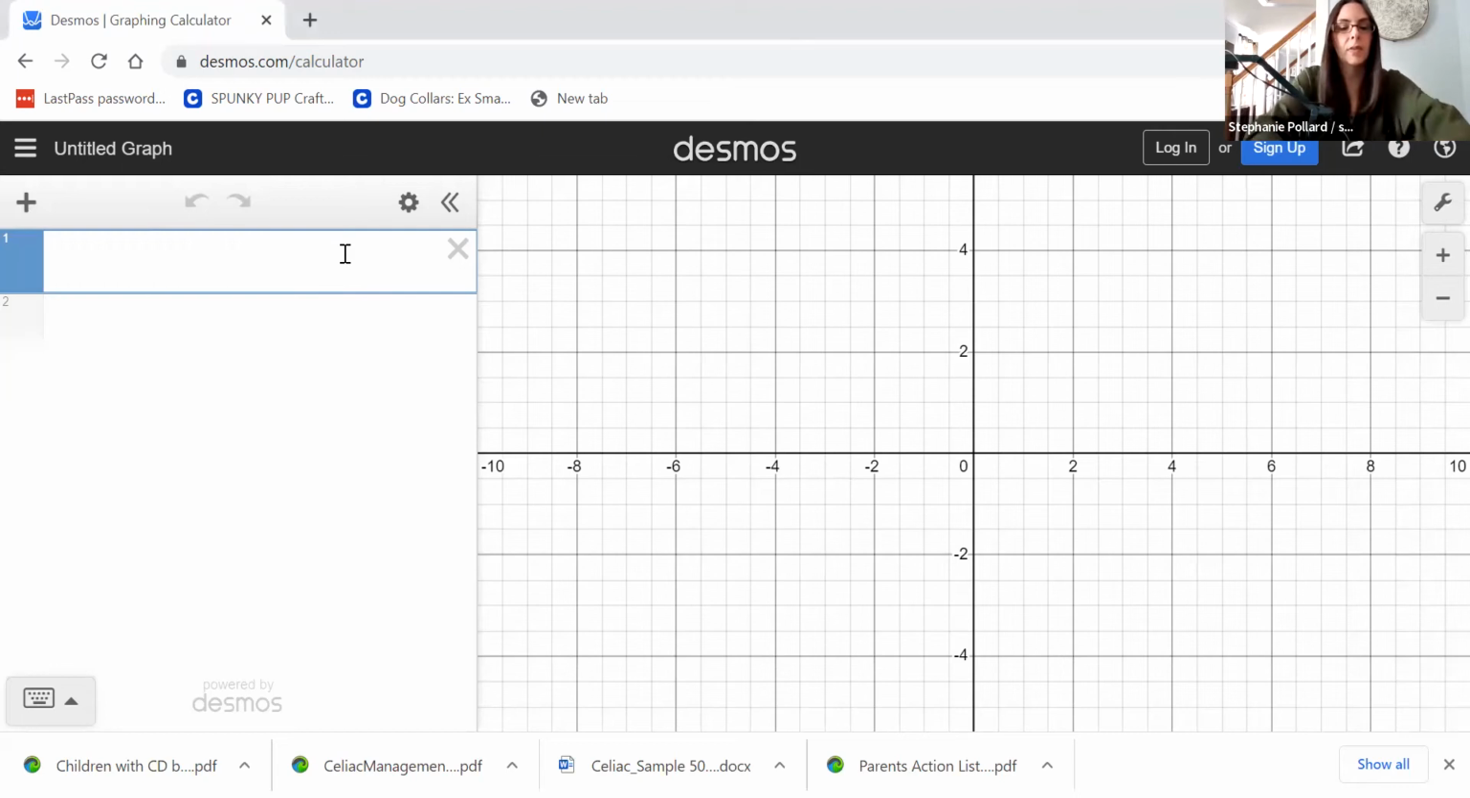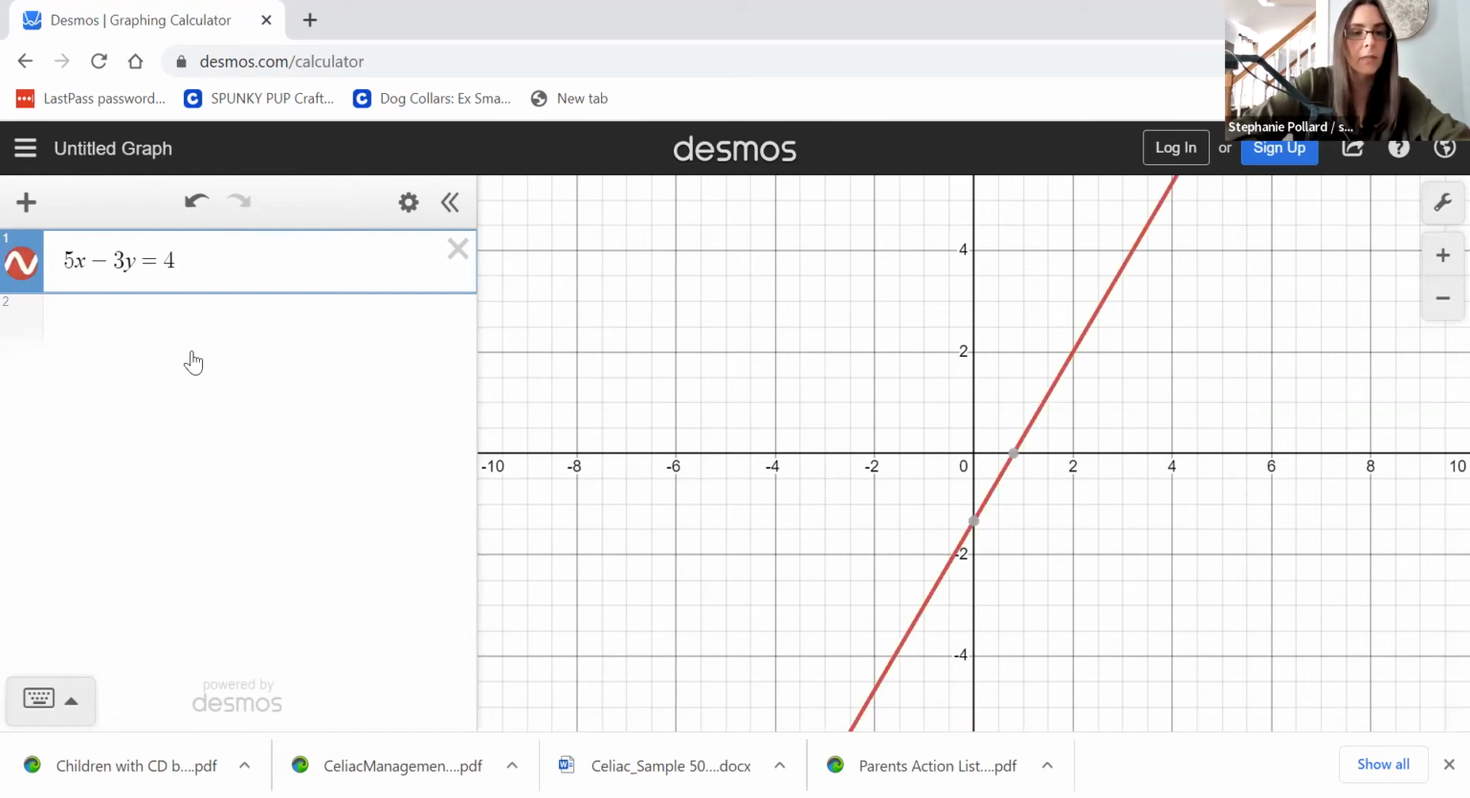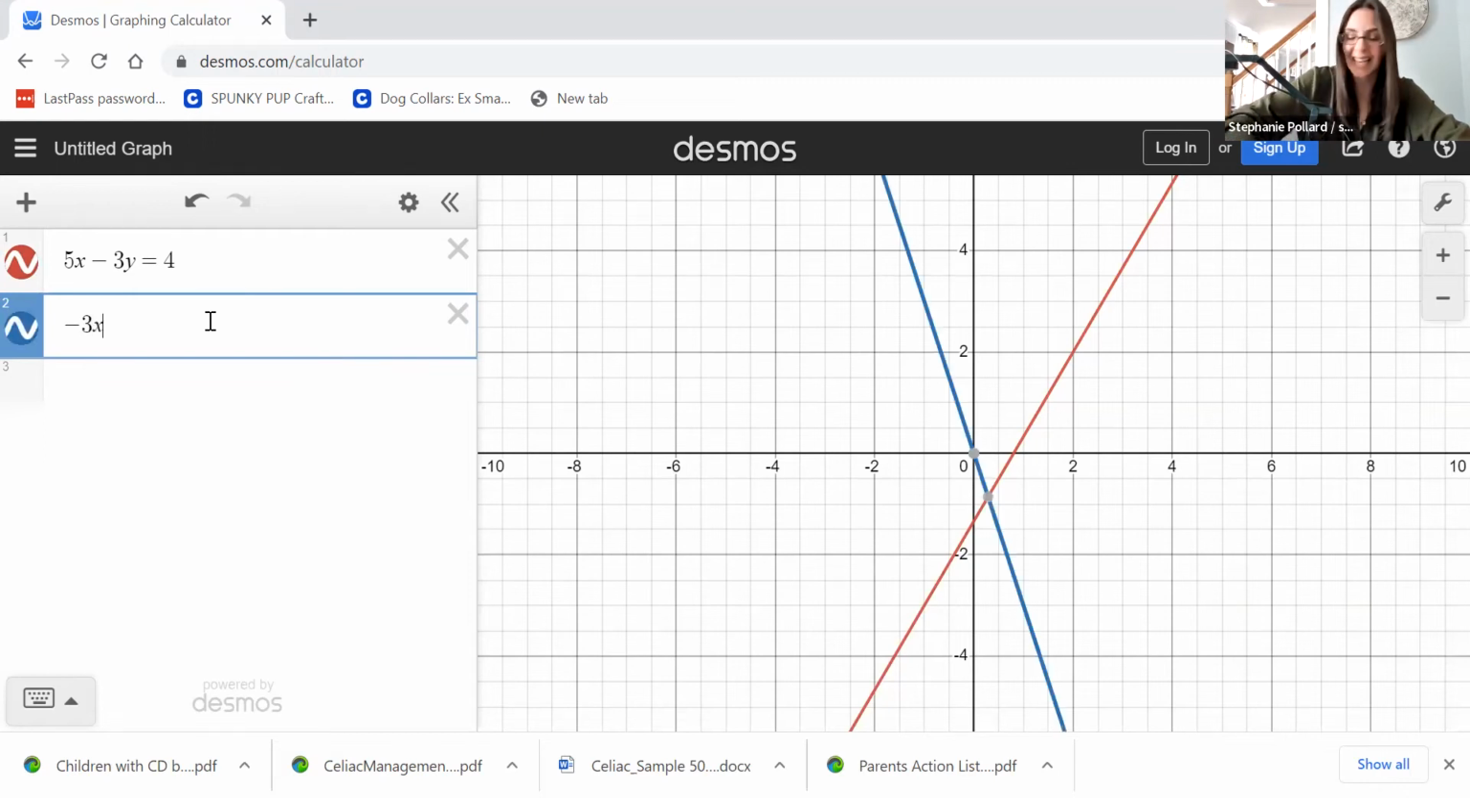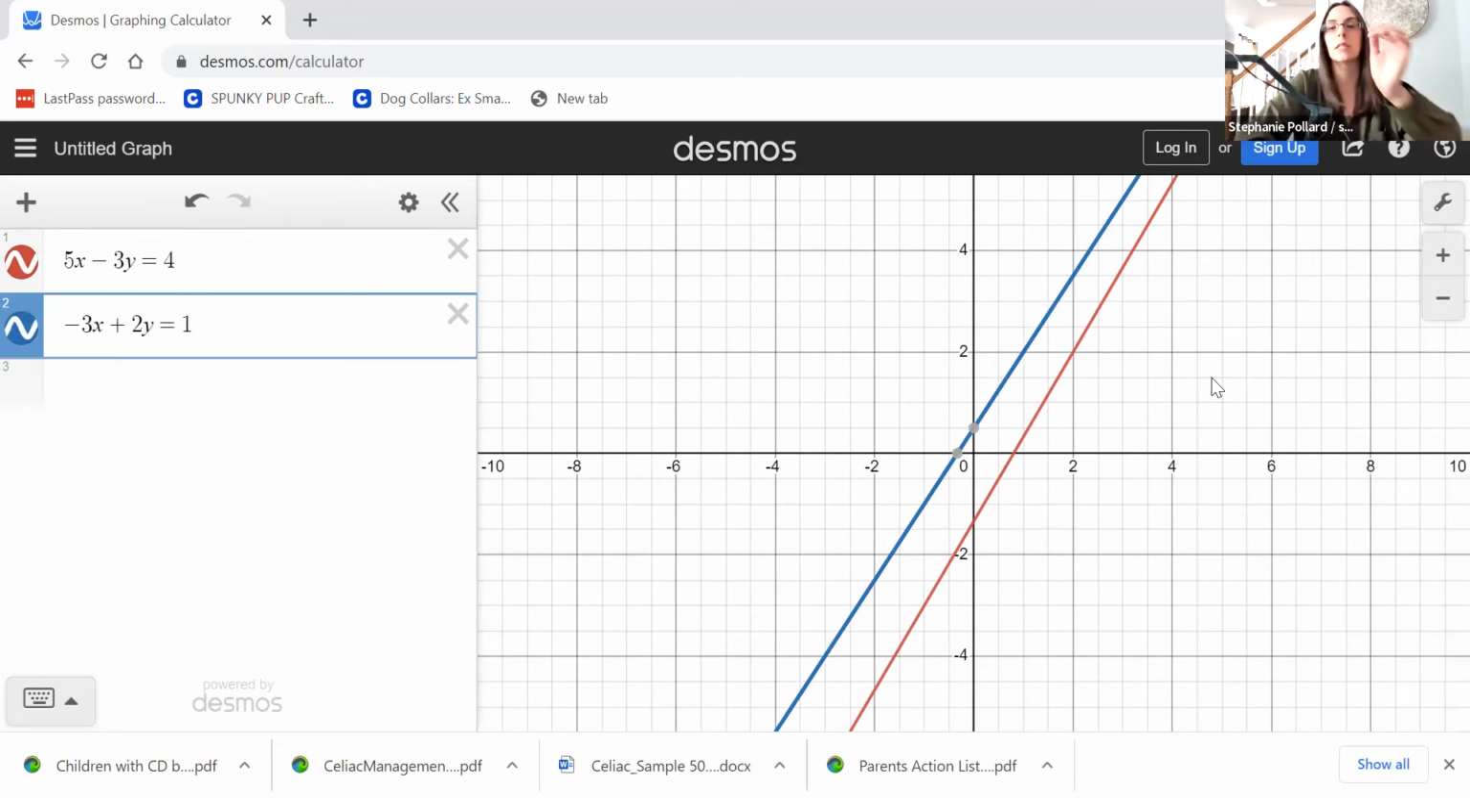All right, so I'm just going to type in these two equations. I'm just using Desmos as my graphing utility here, but you can use any graphing calculator. I particularly love Desmos because it is free and it is super intuitive and easy to use, and they even have an app for your phone. So it just makes it really nice.